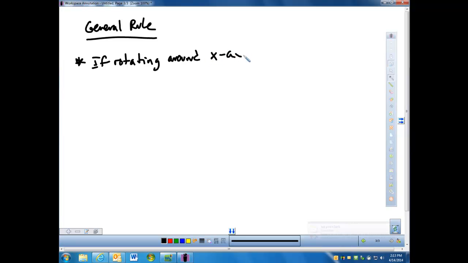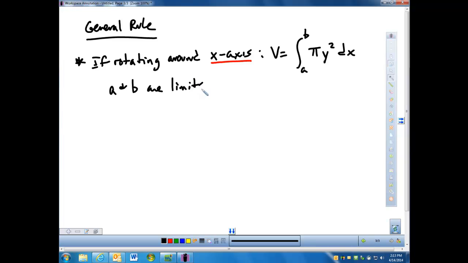then our volume formula is going to be the integral from a to b of pi times y squared dx. And a and b are our limits for our integral, and the reason we have it written like that is because you're going to write y as a function in terms of x. So it's not y you're plugging in there, but it's the function y equals something. That something is what's going to go in here.